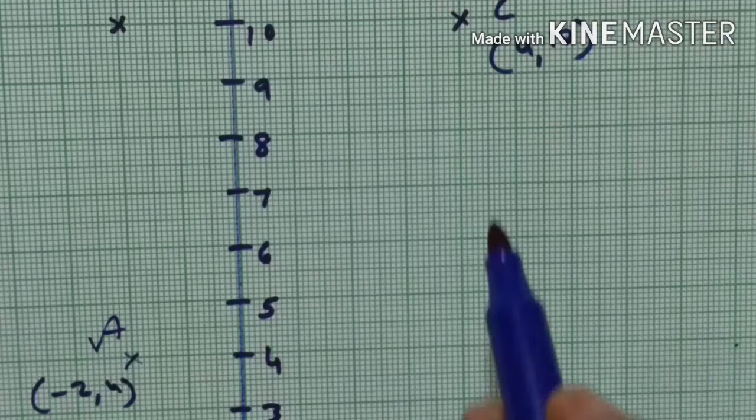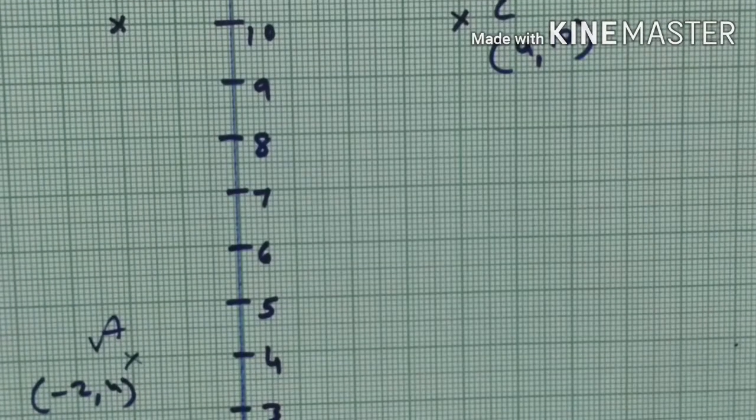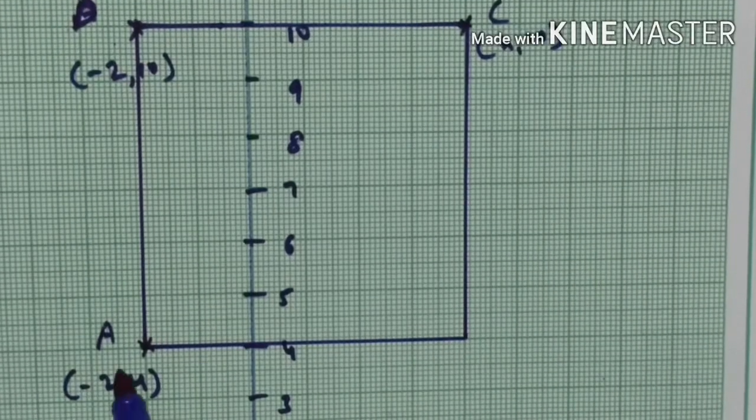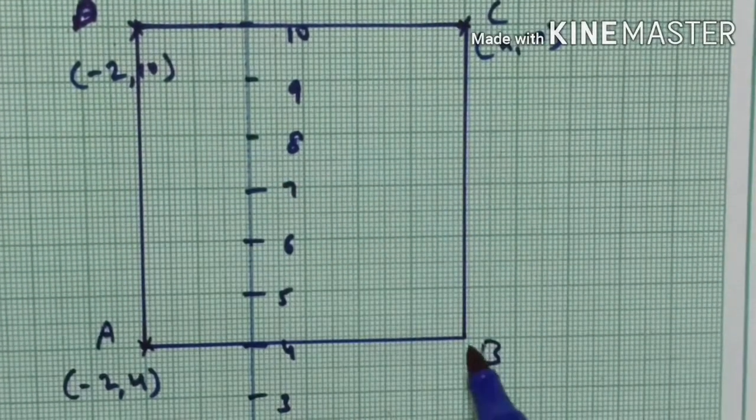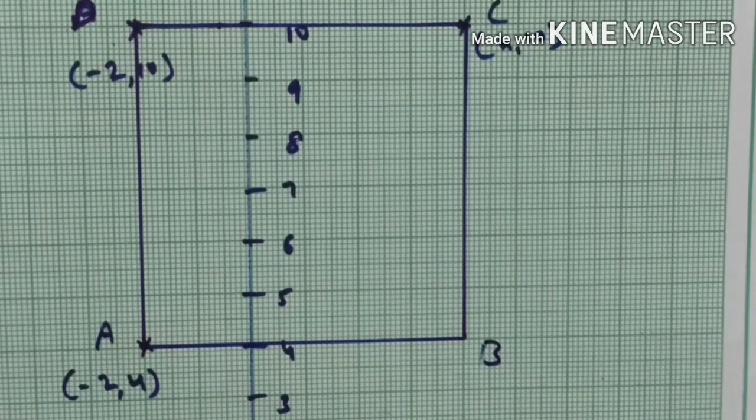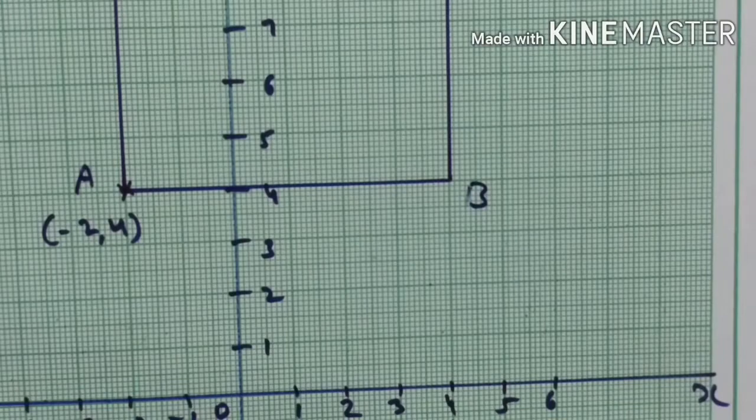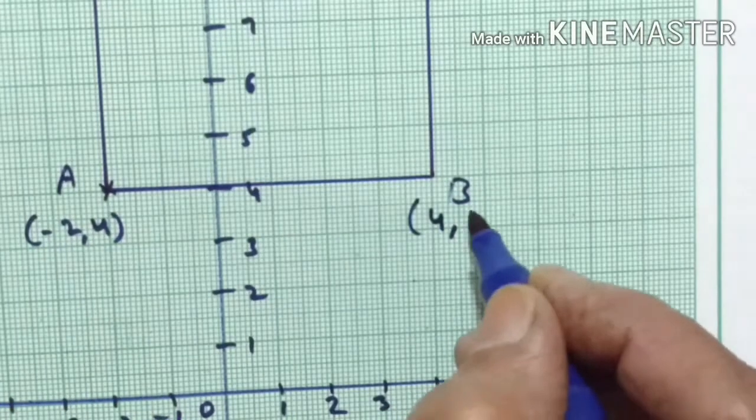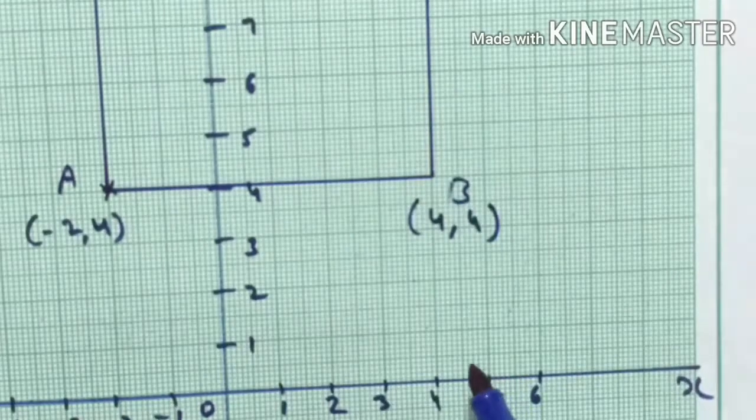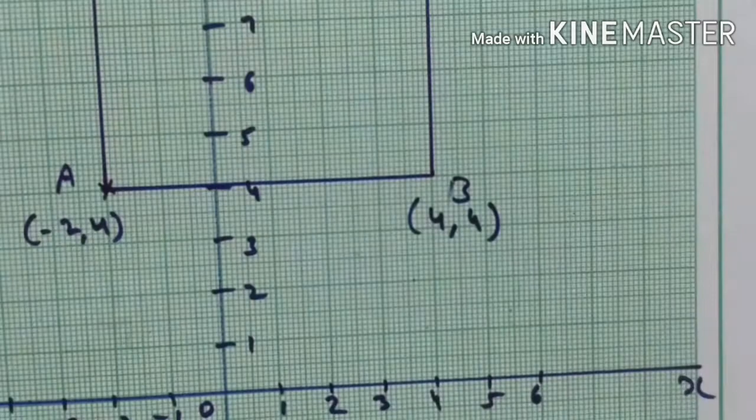Let us draw ABCD, the square, and find the coordinates of B. This is square ABCD. The coordinates of B is equal to what? It is 4, 4. X is equal to 4 and Y is equal to 4. Next we have to find the coordinates of the midpoint of BC.